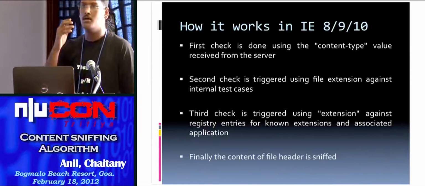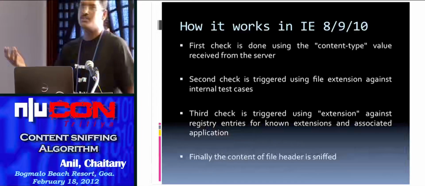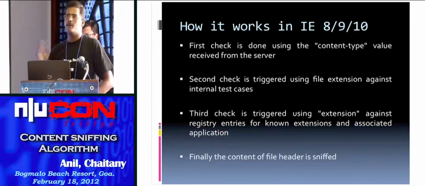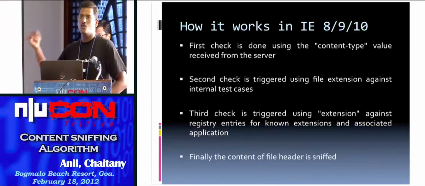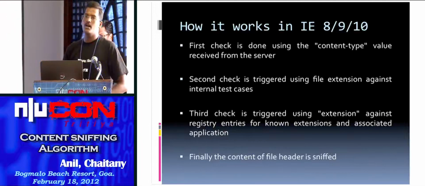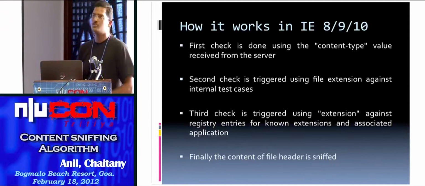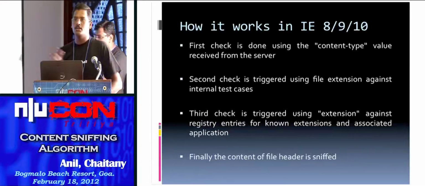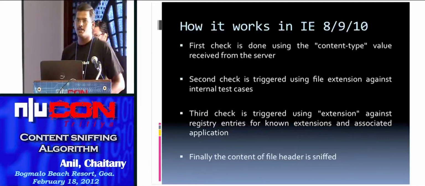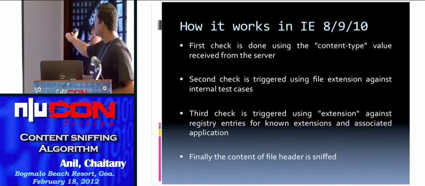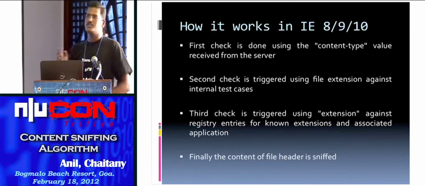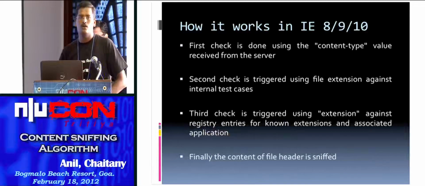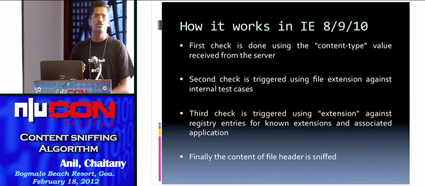Then if the content type sent by the server is application/octet-stream, this particular content type suggests that this file should be executed using some other application, not by Internet Explorer but some other application. So it will check for the extension, and the extension will be JPQ. So it will find JPQ.